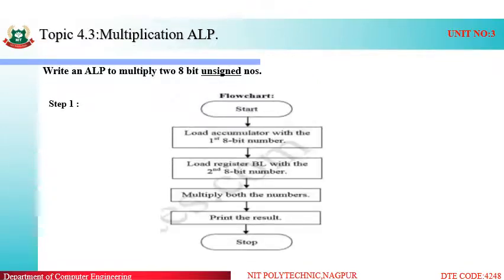So step 1, so first is the flow chart. So in the flow chart we have done the same thing. We have to load the first number into the accumulator register, that is AL. We will load the second number into the BL register. Then we will multiply both the numbers and we will store the result and print the result.